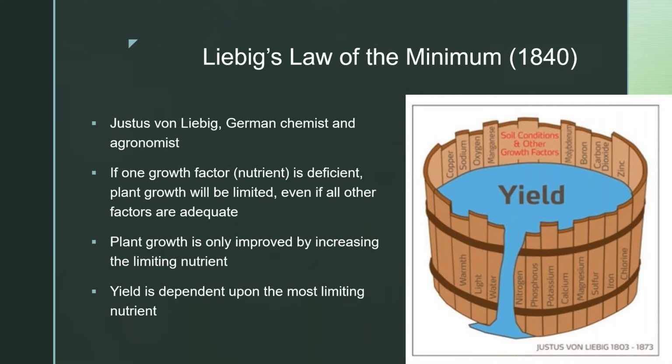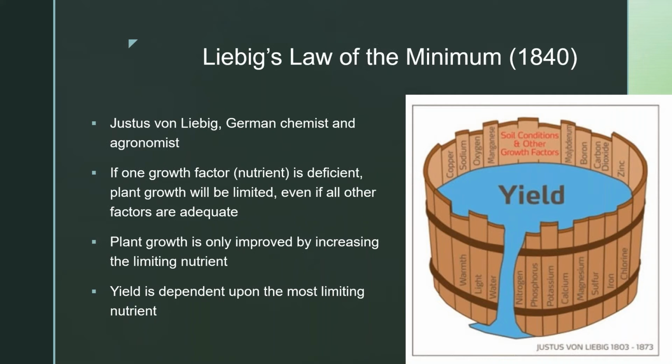So think of the figure on the right, a barrel with wooden staves. This concept is likened to a barrel, and the amount of water that you can put in this barrel is equal to the amount of yield that you can get from a crop. Well, what's going to determine the level of water in that barrel? It's going to be the height of the lowest stave, right? Water's going to begin to spill out wherever the height of that lowest stave is. And it doesn't matter how tall all the rest of the other staves are. It only depends on the height of that minimum stave.